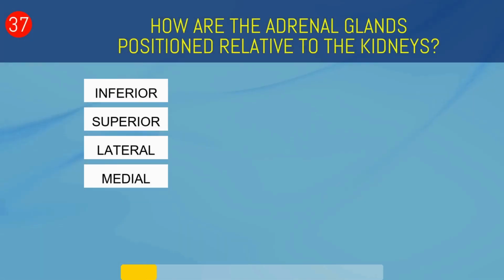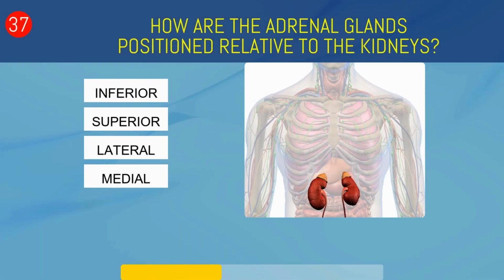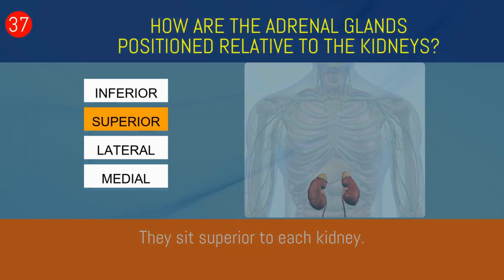How are the adrenal glands positioned relative to the kidneys? Inferior, superior, lateral, or medial? Superior. They sit superior to each kidney.